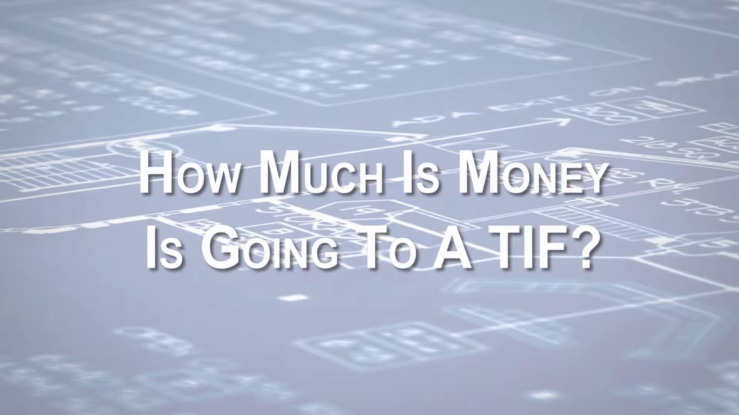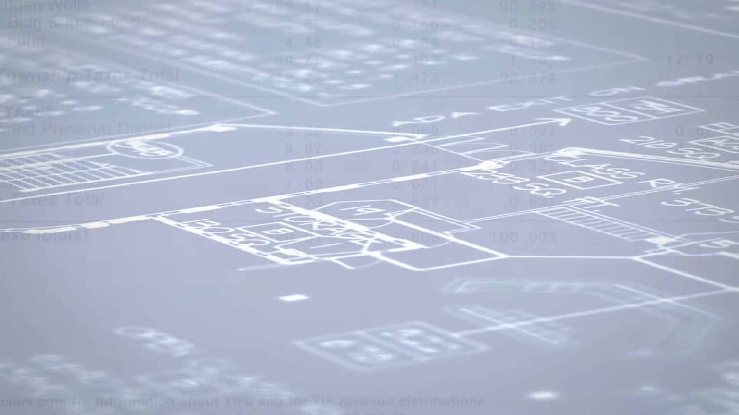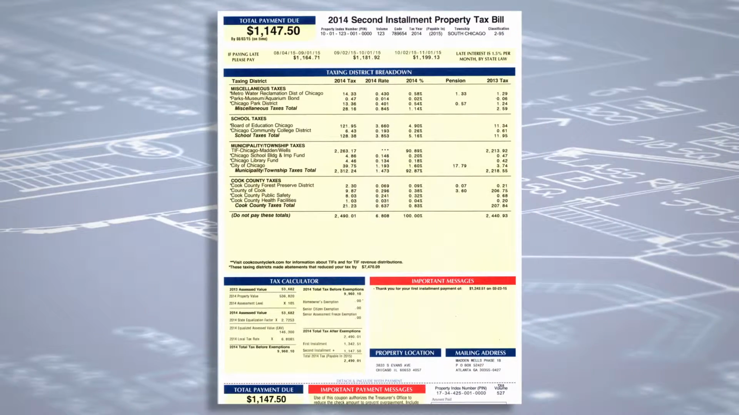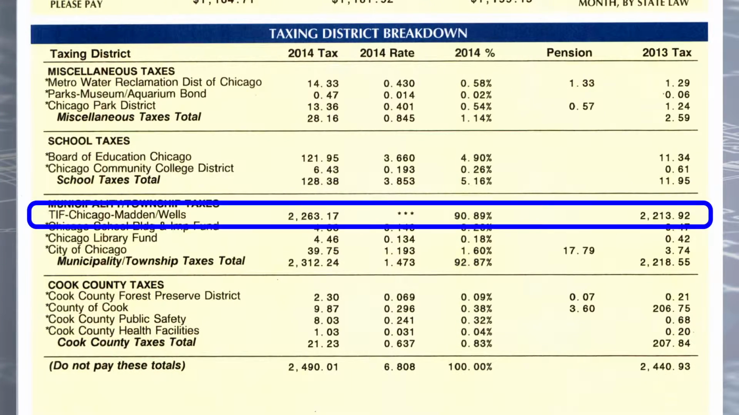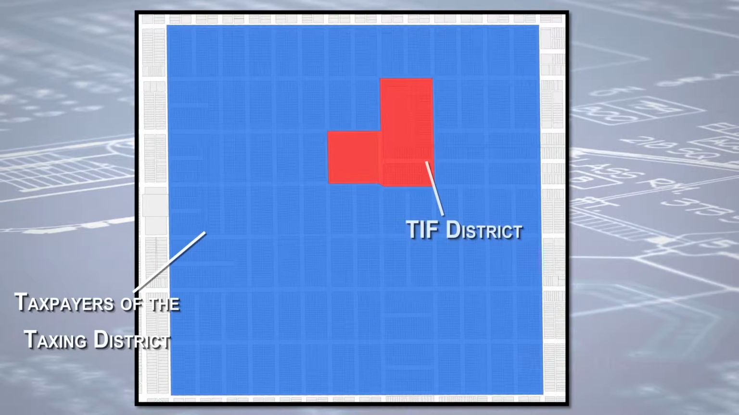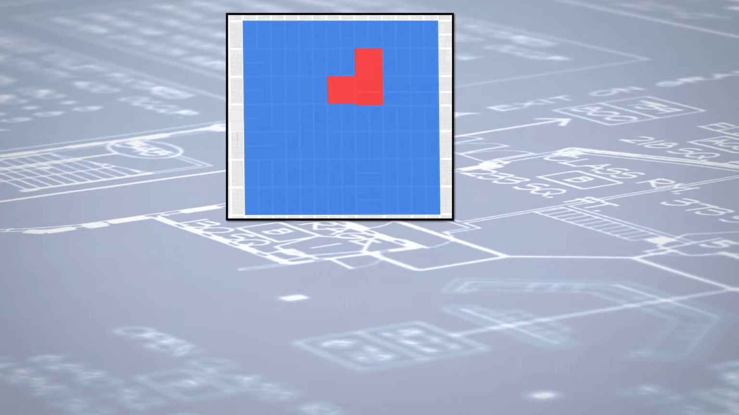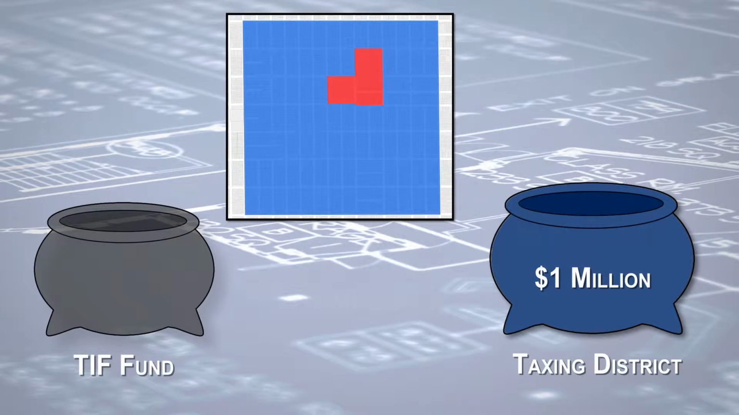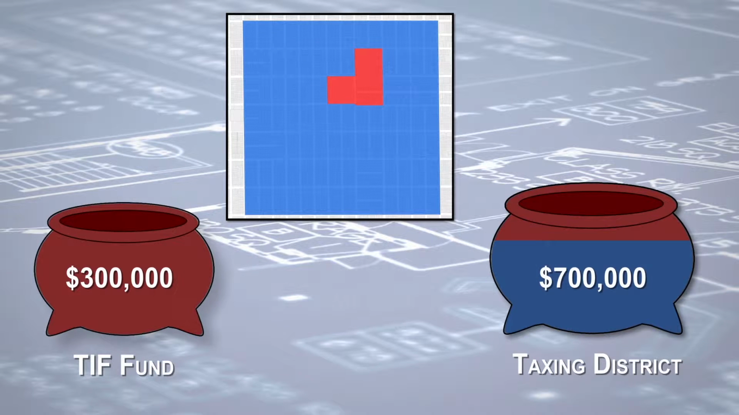How do I know how much of my taxes are going to a TIF? If your property lies within a TIF, your tax bill will show how much of your payment goes to a TIF. In most cases, taxpayers outside the TIF pay more to generate the revenue requested by the taxing districts. For example, if a taxing district requests $1 million and $300,000 is diverted to a TIF, then taxpayers must pay an additional $300,000 to make that district whole.